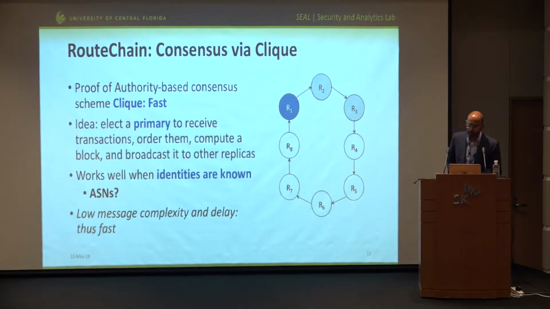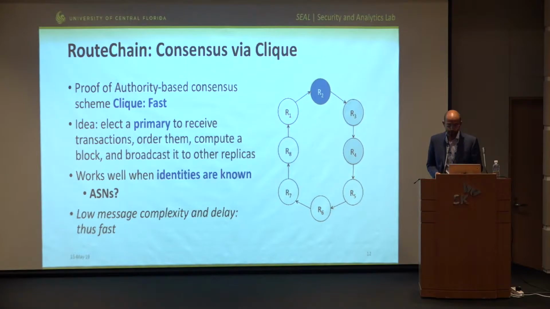So a little bit about how primaries are elected in Clique. The idea is that not everyone actually computes a block in Clique. Rather, a single elected primary calculates, basically batches these transactions, orders them, computes the block, and broadcasts to other replicas. And the option that we go with is a round-robin option, in the sense that, say, R1 is elected as a replica, as a primary first to calculate a block. Then the calculation goes to R2, R3, and so forth. And so it's just a standard round-robin fashion, as I mentioned earlier.